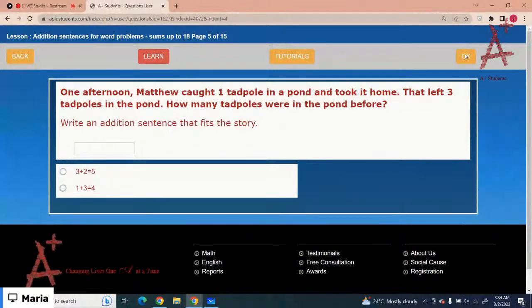One afternoon, Matthew caught 1 tadpole in a pond and took it home. That left 3 tadpoles in the pond. How many tadpoles were in the pond before? You need to calculate the tadpoles that were in the pond before. So which is the correct option? Option 1 or option 2? Which is the correct option?